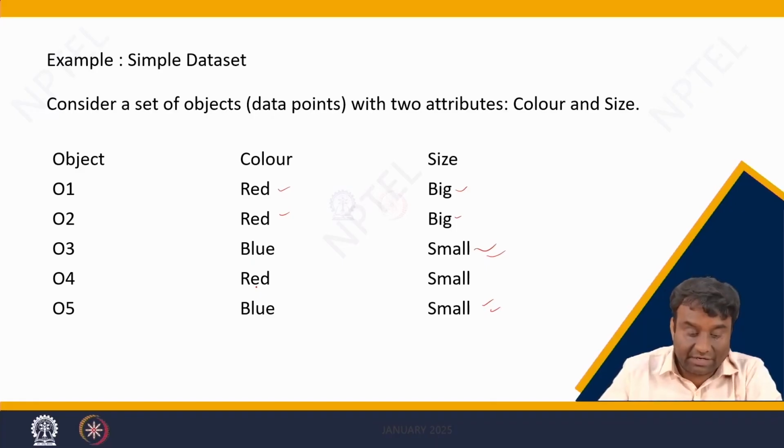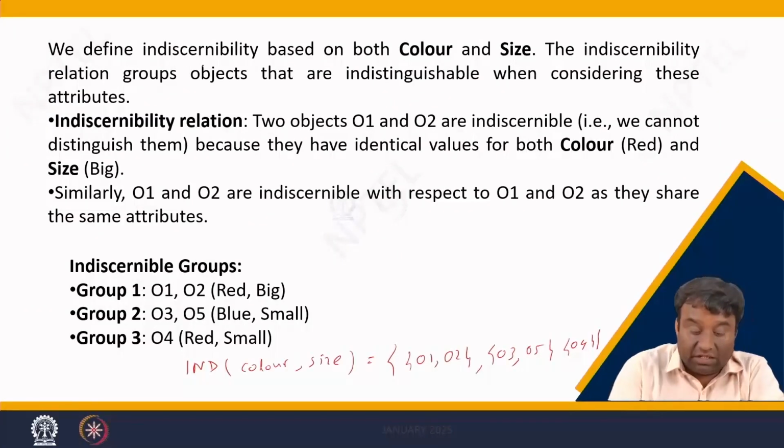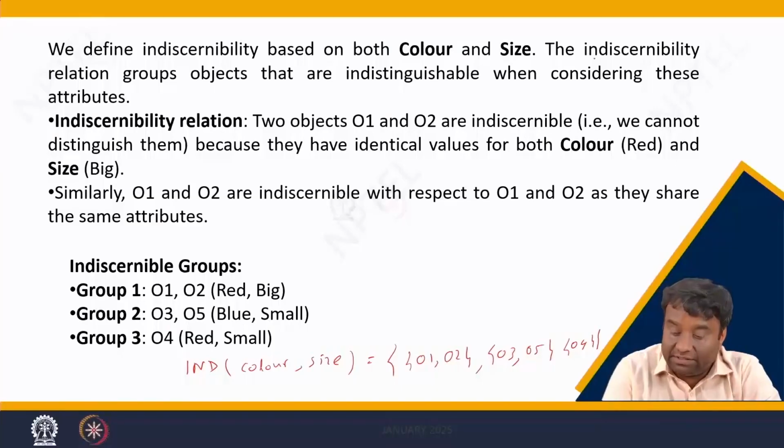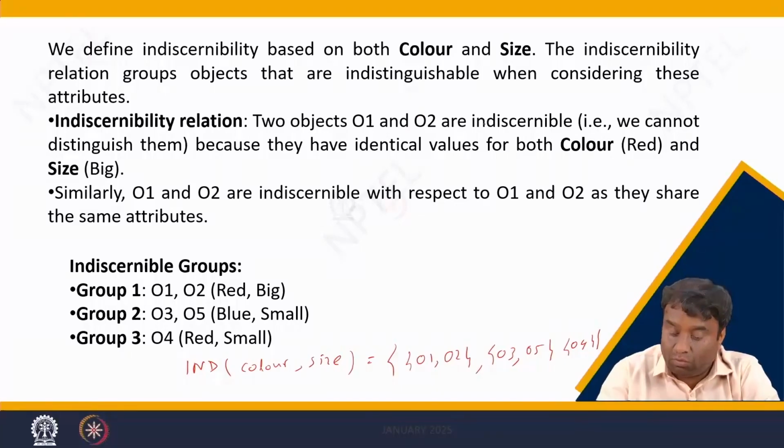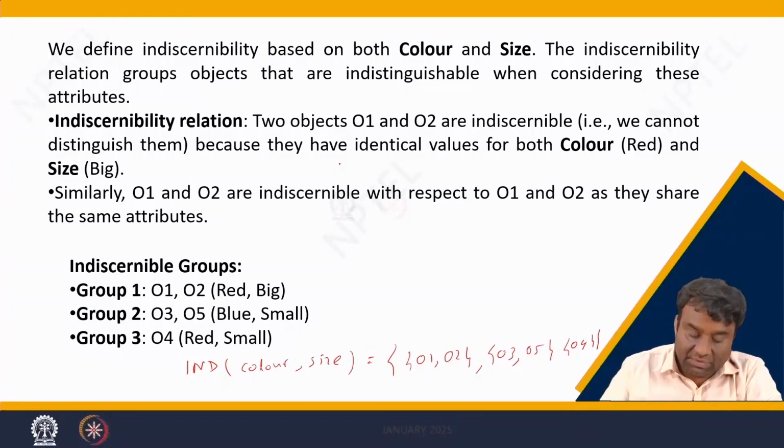So you can write here the indiscernibility based on both color and size. The indiscernibility relation groups objects that are indistinguishable when considering these attributes. Two objects O1 and O2 are indistinguishable because they have identical values for both color and size. Similarly, O3 and O5 also have the same size and color. O4 is not the same as all the rest.